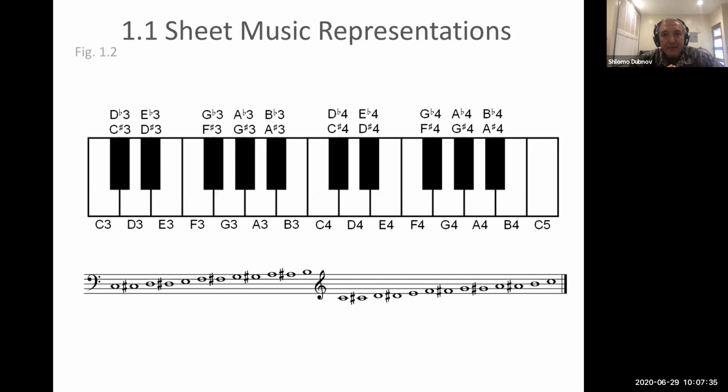To understand the conventions of what musical signals are, we'll refer to the traditional sheet music representation. And I'm partially reusing slides from Müller's book. We have a link on the website.